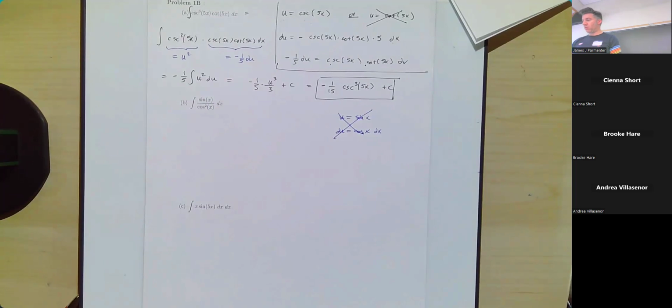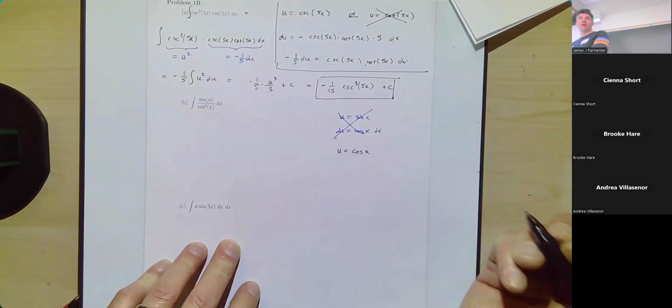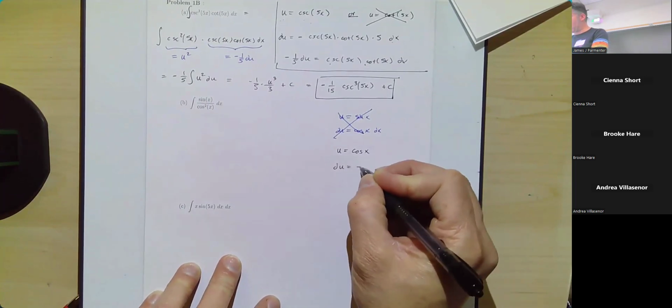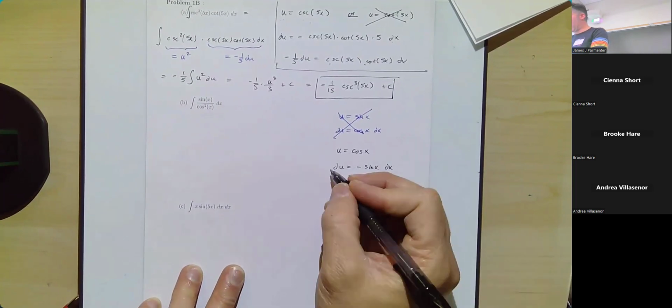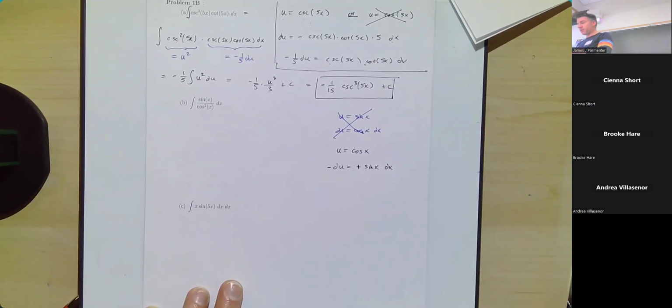So we're going to let u equal cosine. Again, not cosine squared, just the cosine function. And then our du is going to equal negative sine of x times dx. So negative du is equal to positive sine of x dx. And now we're ready to start changing things.